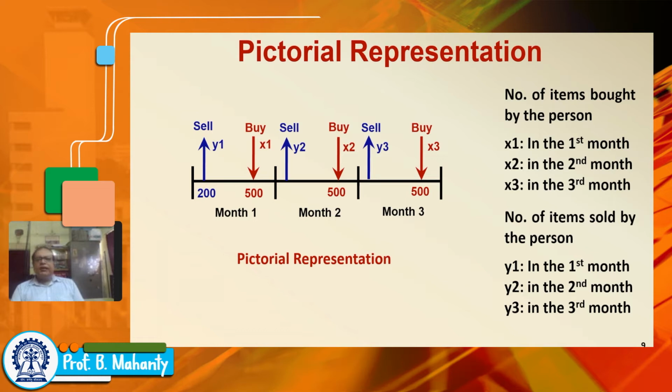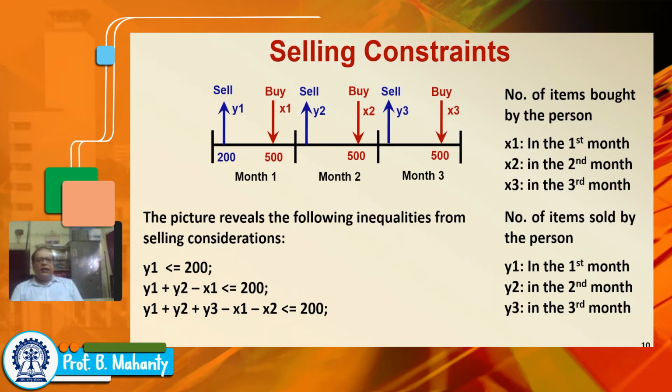Right. So having said that, and these are the unknowns, can you tell me the constraints? Can you tell at least one constraint by looking at this pictorial representation? That means y1 should be less than or equal to 200, is it not? Y1 should be less than or equal to 200. Right. So that is one constraint that we can easily identify.